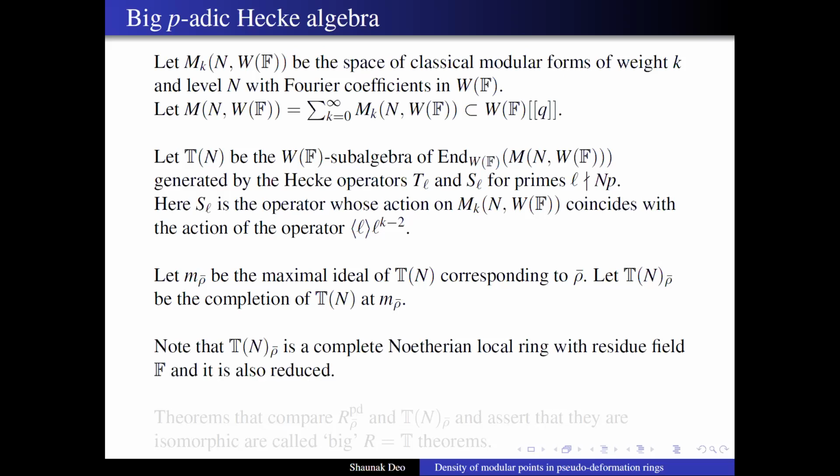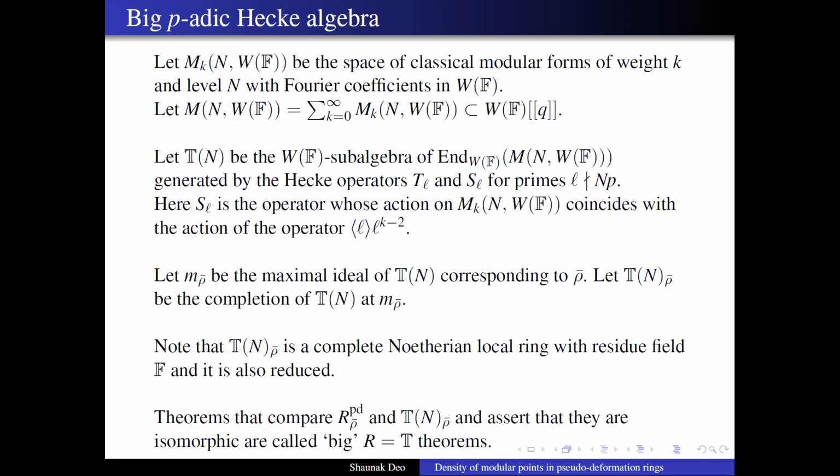Just to note that Tn rho bar is actually a complete Noetherian ring with residue field F, and it is also reduced. Okay, so this is the object we want to consider on the arithmetic side. And just a note that theorems which compare this universal pseudo-deformation ring and Tn of rho bar and assert that they are isomorphic are called big R is equal to T theorems.